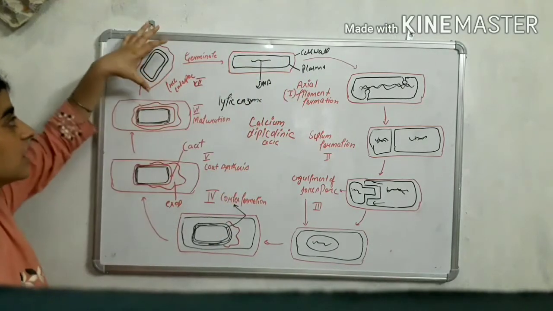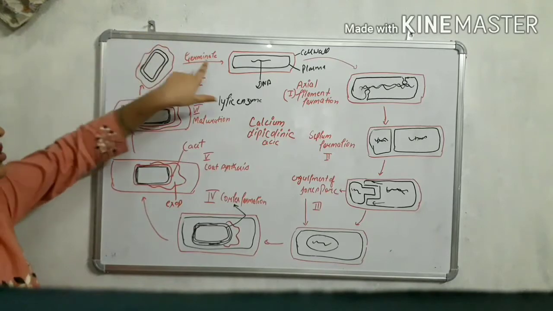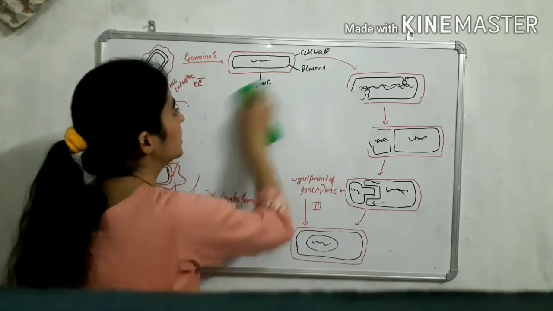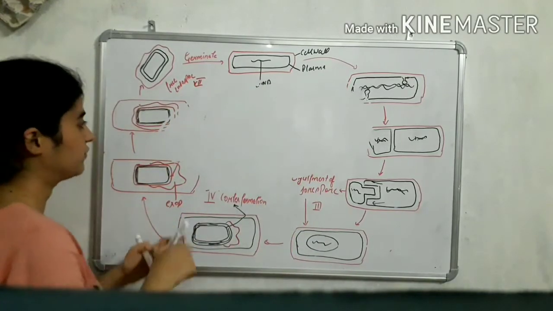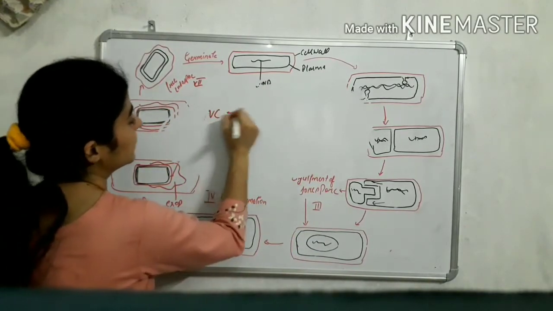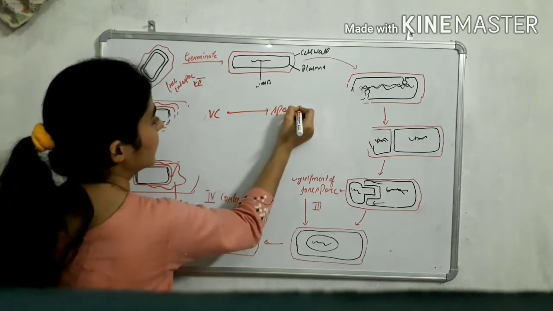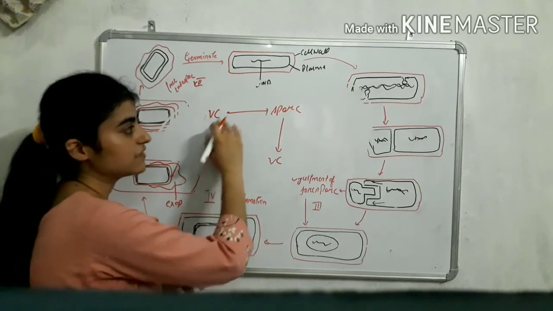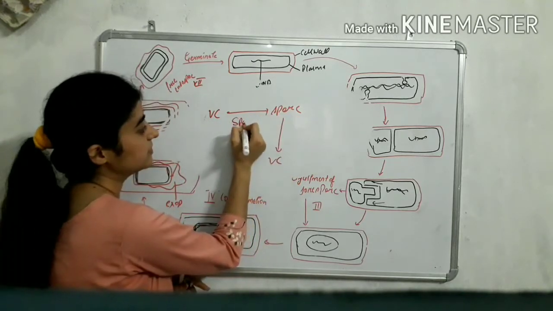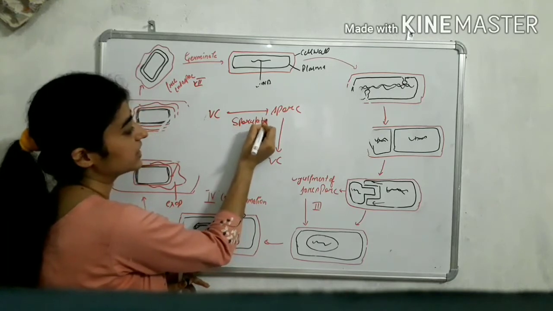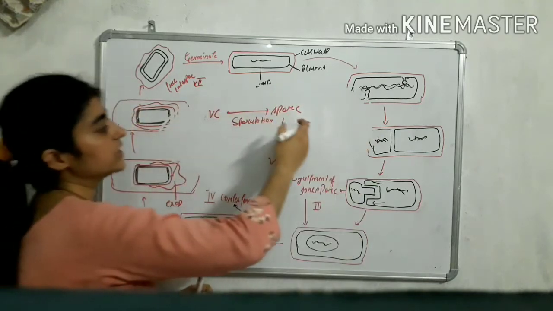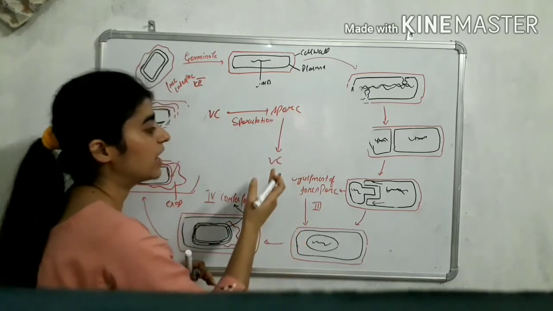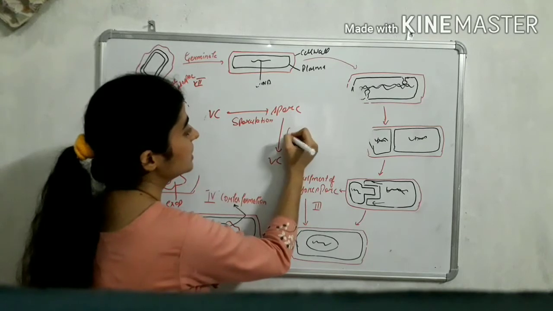The conversion of a spore into a vegetative cell is called germination. I have told you earlier also about the process: first is the vegetative cell, next is the spore, and again the vegetative cell. The process of conversion of a vegetative cell into a spore is called sporulation. We have already seen the different stages of how it converts into a spore, and the process of conversion of a spore into a vegetative cell again is called germination.